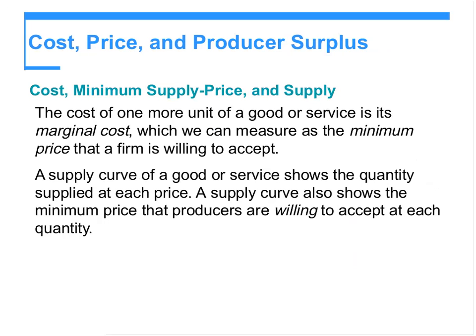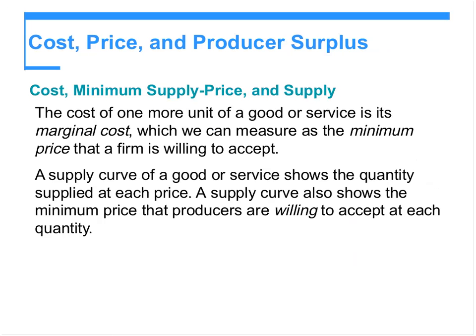So let's look at that from the cost point of view. We will have the same explanation that we had so far, but for cost. The cost of one more unit of a good or service is its marginal cost, which can be measured as the minimum price that a firm is willing to accept. You remember marginal benefit was the maximum price that you were willing to pay for the next product to buy. But marginal cost is the least amount that a company will accept for the next product that they are making.